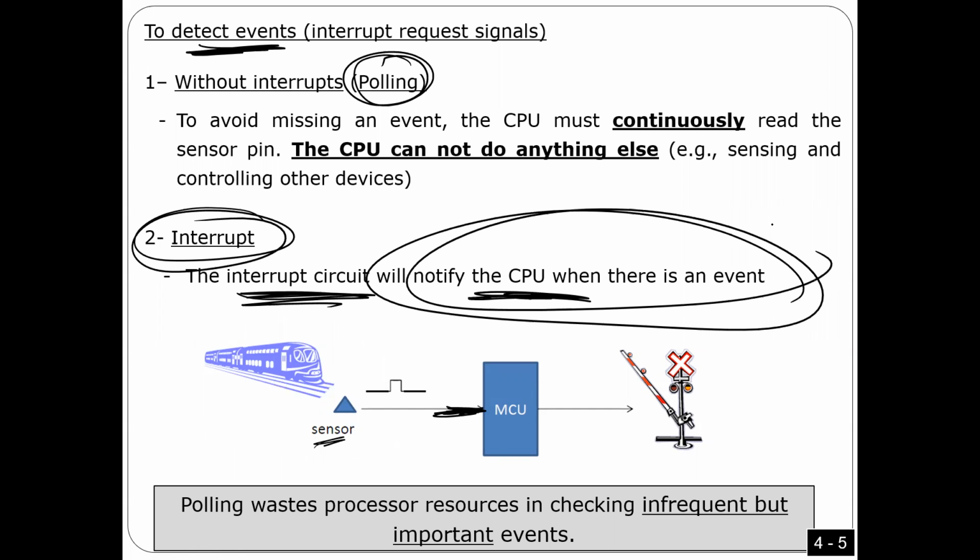So with polling, you are actually wasting the processor resources in checking infrequent but important events. Very important, what I'm writing is very important. The idea of polling, as I explained here, means you continuously check the pin. I want to see if there is an event or not, so I'm going to make a while loop to continuously check the pin. That's what we call polling. You waste the resources in checking infrequent but important events, right?